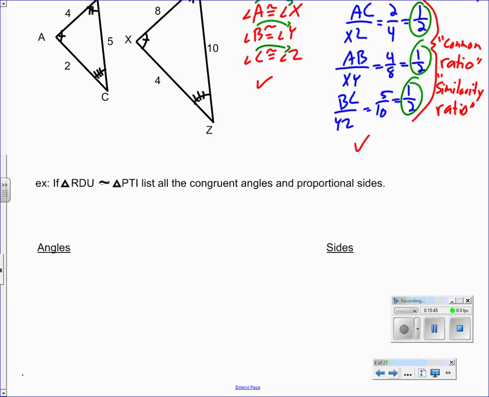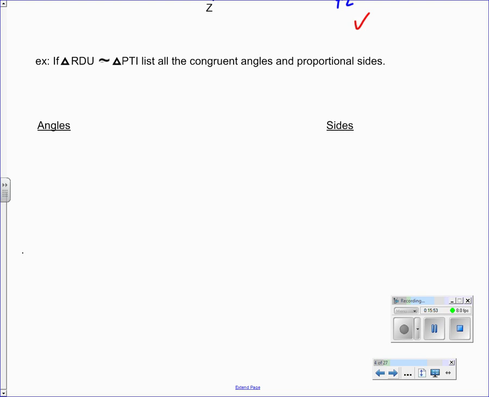So last example, we're going to take a similarity statement and figure out which angles are congruent and which sides are proportional. Remember, that's my definition for similar triangles: my angles are all congruent and the sides are all proportional. So we'll start with the angles.